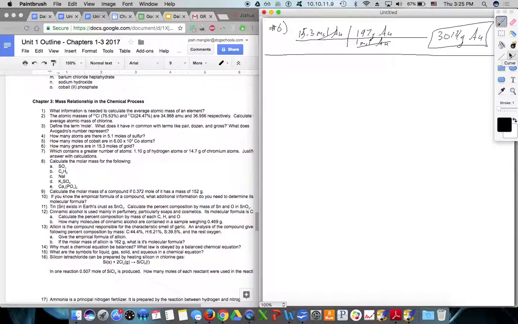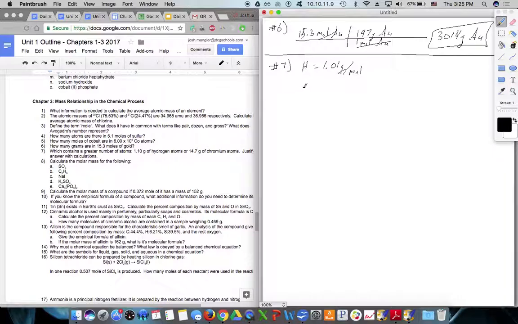Number 7, which contains a greater number of atoms, 1.1 grams of hydrogen or 14.7 grams of chromium, and justify your answer. I'm not going to do calculations, but I'll show you what the justification is. If we go to the periodic table, hydrogen has a molecular mass of 1.01 grams per mole. So that's the mass in 1 mole. So if you have 1 gram of hydrogen, you have 6.022 times 10 to the 23rd atoms of it, because it's 1 mole.